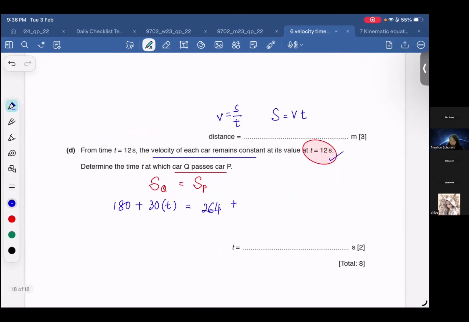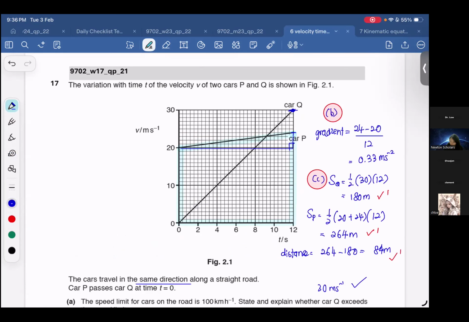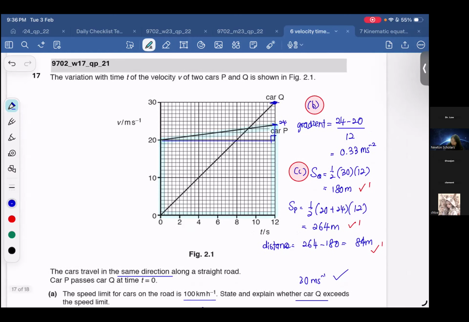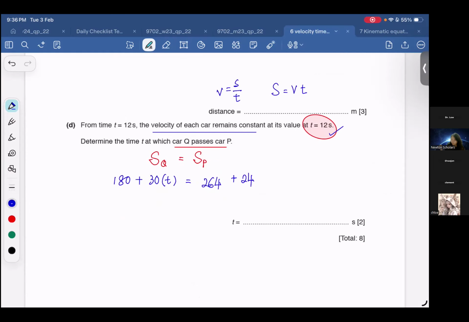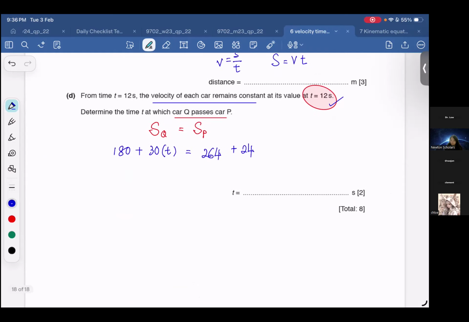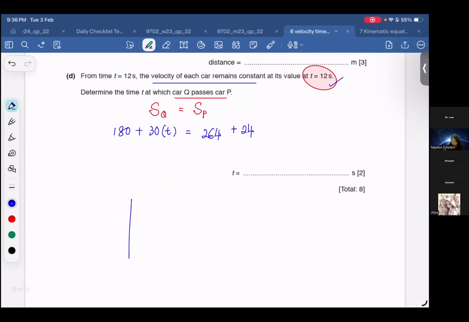After 12 seconds, the speed should be 24. Is it 24? Here is 24. So it will maintain at 24. Okay, maybe I can draw like this. 24 times the time, the time is unknown. The graph just now is something like this, and the other graph is something like this, right? Let me draw like this.